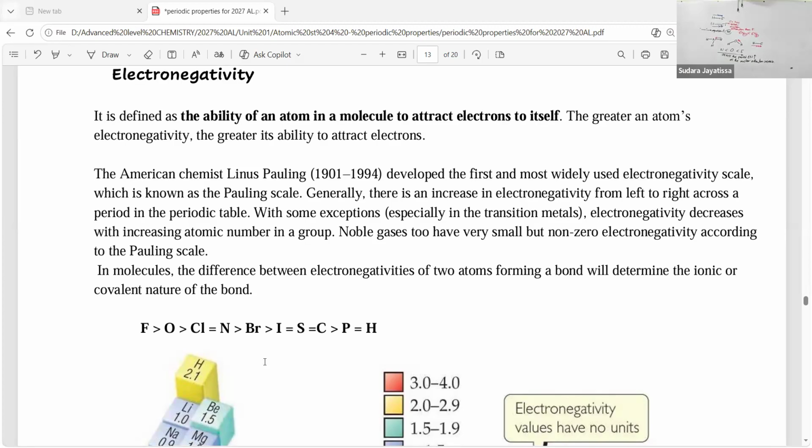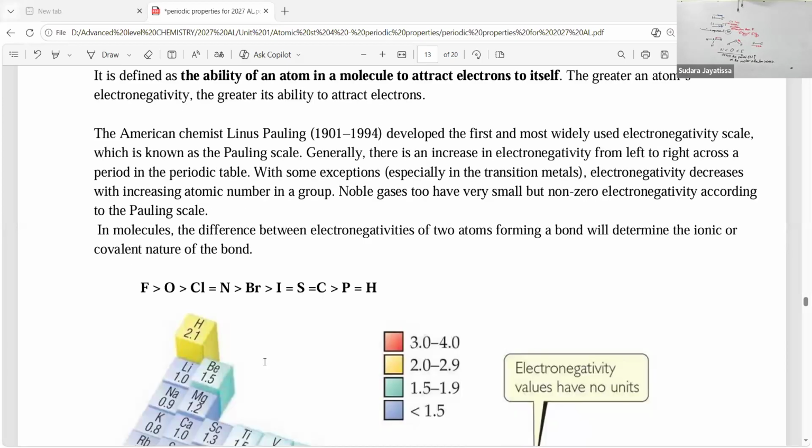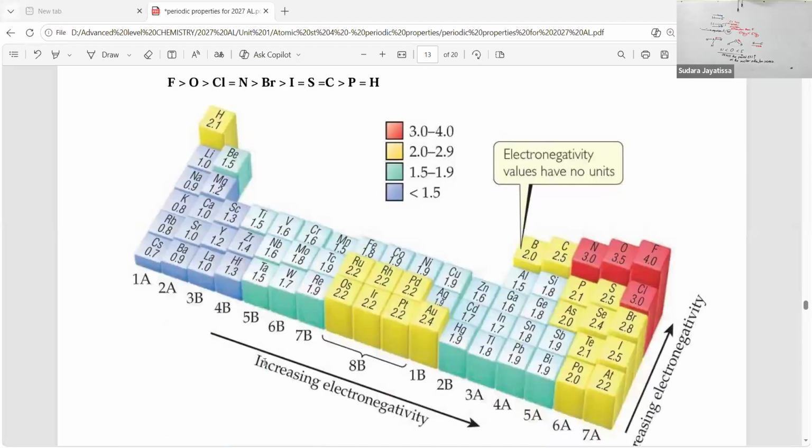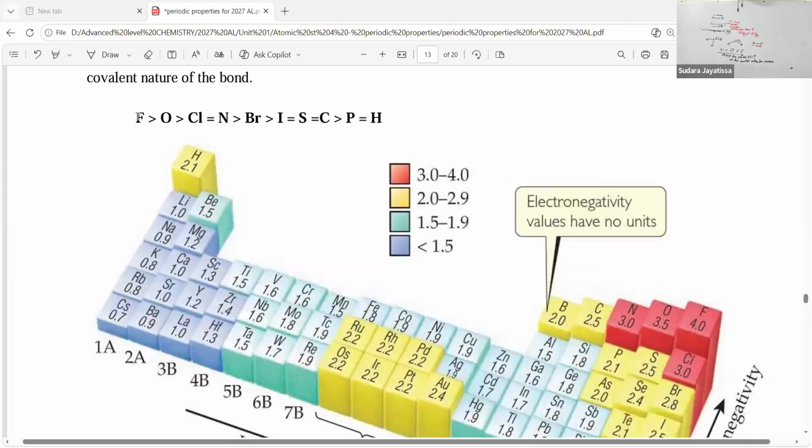Okay, online students, try to remember this order. Here you have the actual values only, no need to remember the values. Just remember this order. Chlorine and nitrogen have the same values, but remember chlorine first. Also, iodine, sulfur, and carbon have the same values, but remember iodine, sulfur, carbon in that exact order. I'm telling you for a reason, you will understand that later.